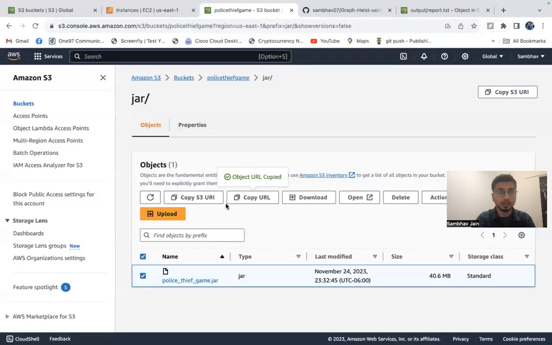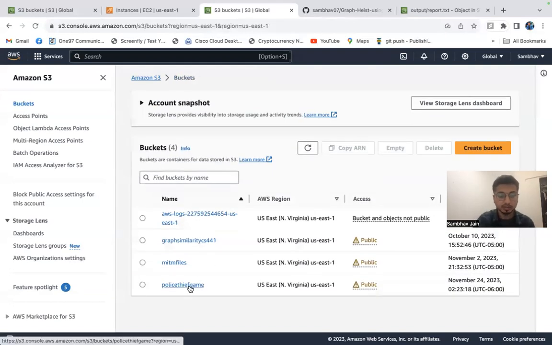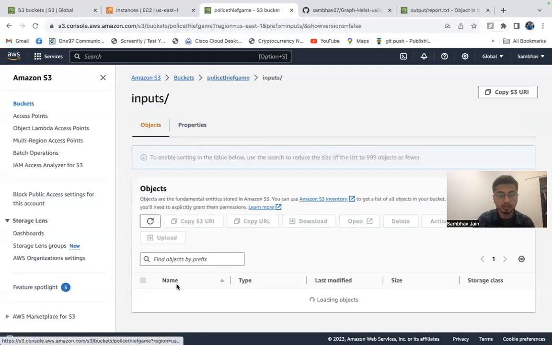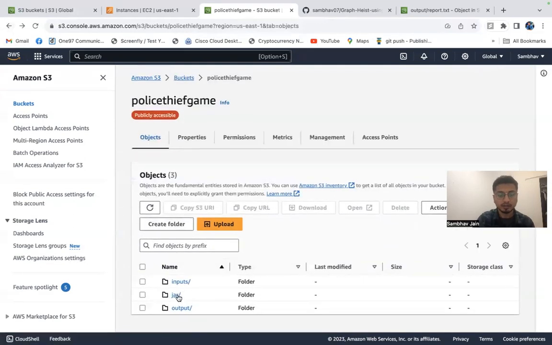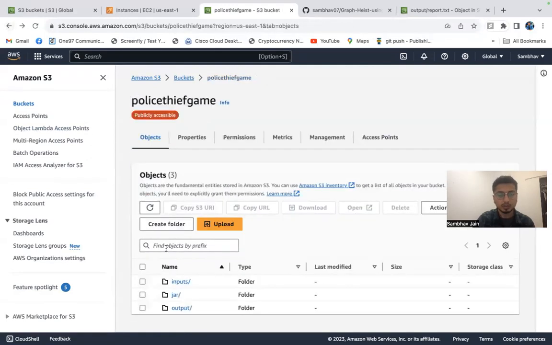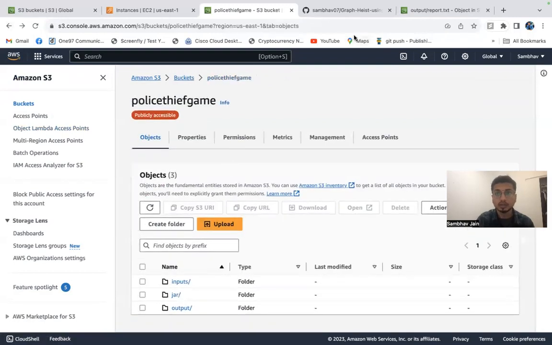Also, I have already placed my jar in the S3 bucket. I have this police thief game bucket here, which has these three directories: inputs, jars, and outputs. I have the same graph which I used for demonstrating right now in my local, the .ngs file and the .pertot file, and then I have the jar file for that already in there. And this is the output directory. I already tested it.